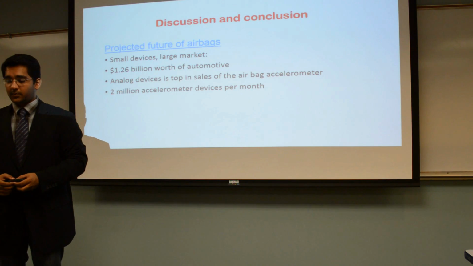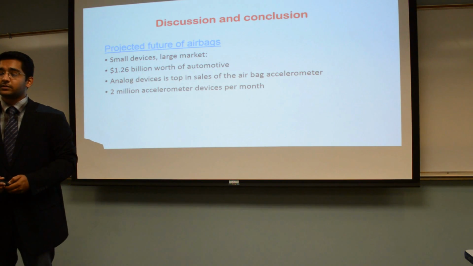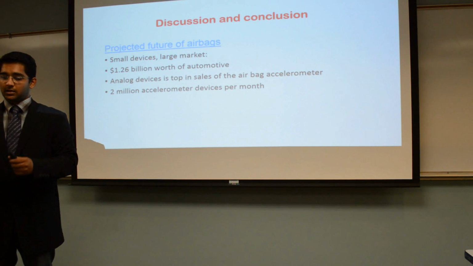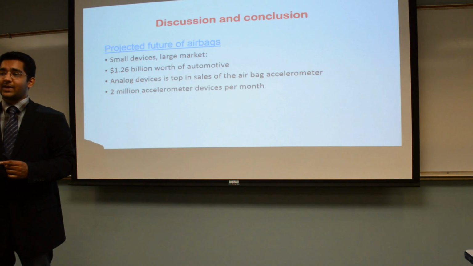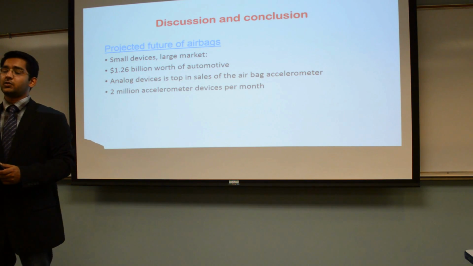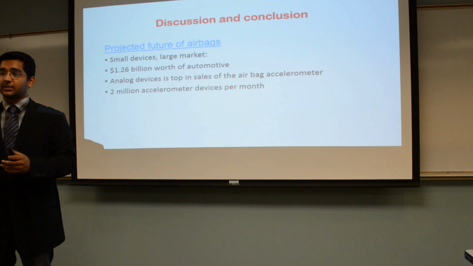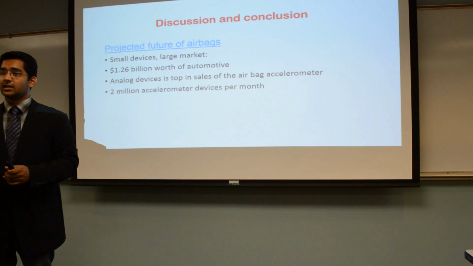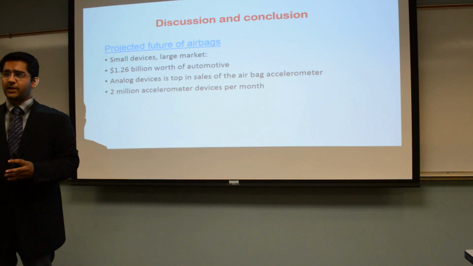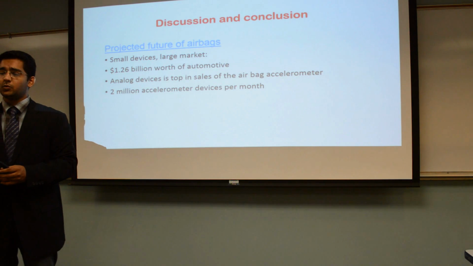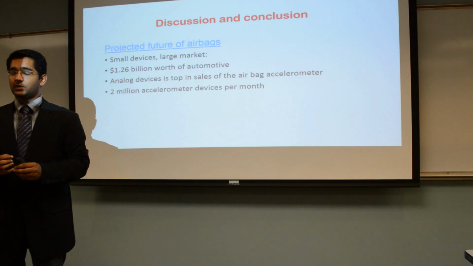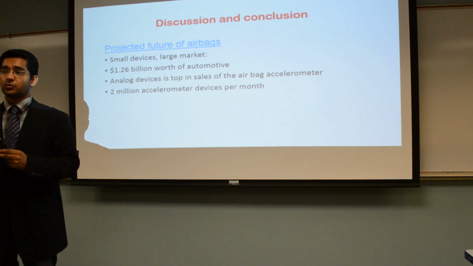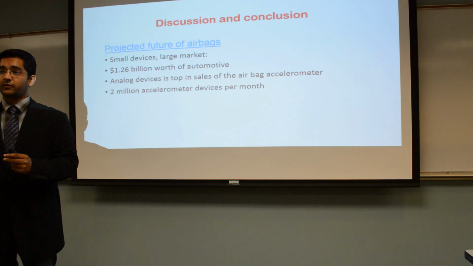Now, in conclusion, let's talk about what profit levels this industry has. Let's take one component of the entire airbag system, the accelerometer. The accelerometer alone is estimated to do a business of $1.26 billion in the United States. On a very rough estimate, almost 2 million accelerometers will be sold in the United States every month. So this is not only an industry that is crucial for safety, but also for the U.S. economy.